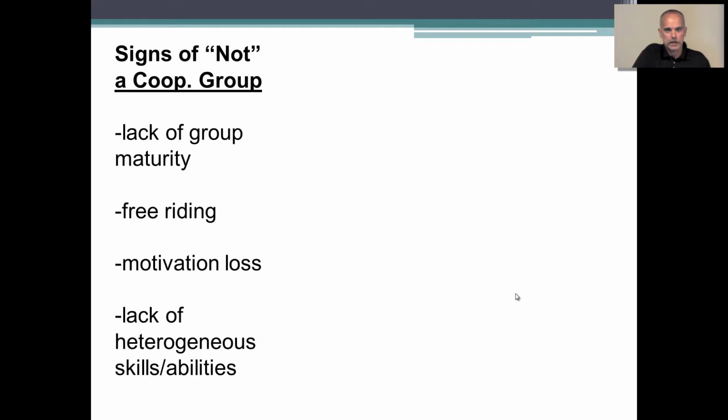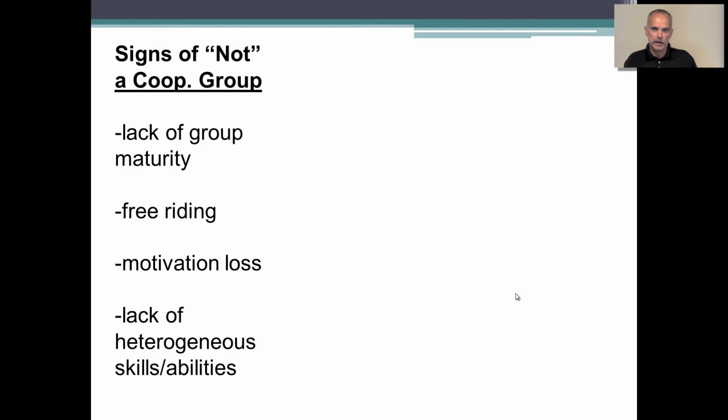Lack of heterogeneous skills or abilities. And this one is really dependent upon the objectives that you have for the assignment. How much heterogeneity do you want on your teams, on your groups? It really depends on the objectives that you have. But oftentimes you want some level of skills.